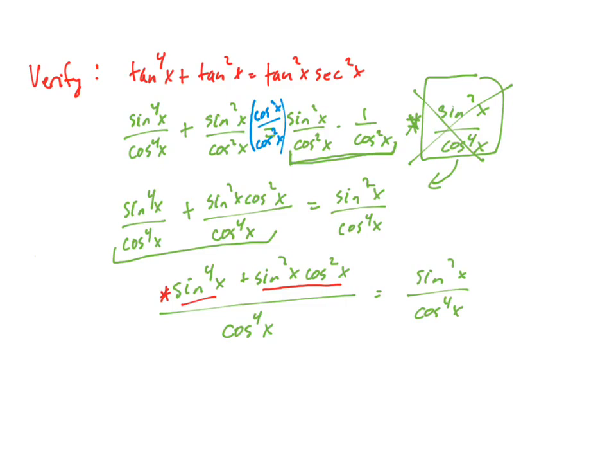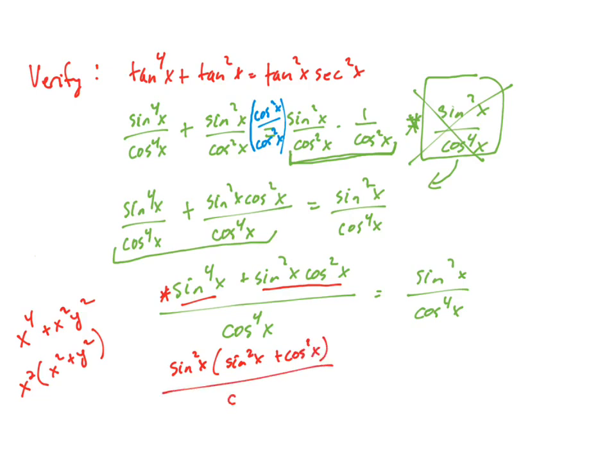So if we're thinking about this algebraically, it's kind of like we have x to the fourth plus x squared y squared, where x is sine and y is cosine. What we see here is that there's a common factor of x squared. Okay, so if we factor out x squared, we would end up with something like this. So we can factor out sine squared of x, and we're left with sine squared of x plus cosine squared of x divided by cosine to the fourth of x.